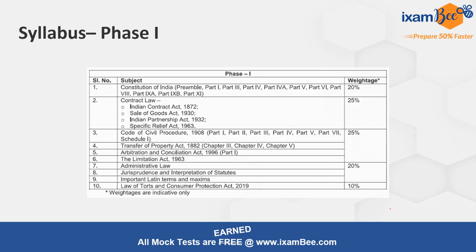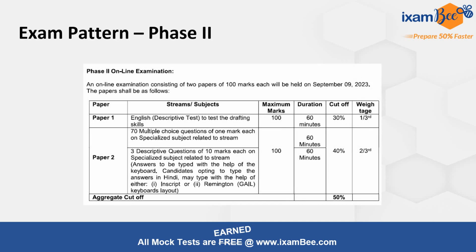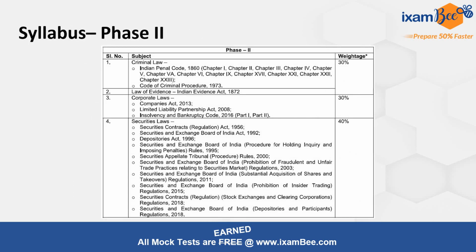Then coming to phase 2, phase 2 has two paper, paper 1 descriptive English, in which there is essay, comprehension, and precis. Paper 2 is your law, in which there are 70 objective questions and 3 descriptive questions. Phase 2 syllabus is entirely different from phase 1. Here you have criminal law, corporate law, and securities law. Apart from the 3 acts, there are 7 rules and regulations, SEBI rules and regulations. Itna tough nahi hota, ek bar padhoge to samajh aa jayega.